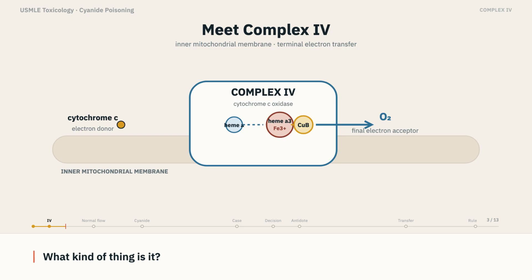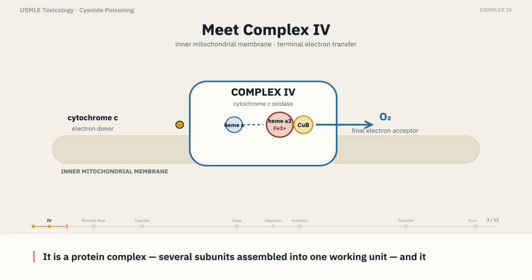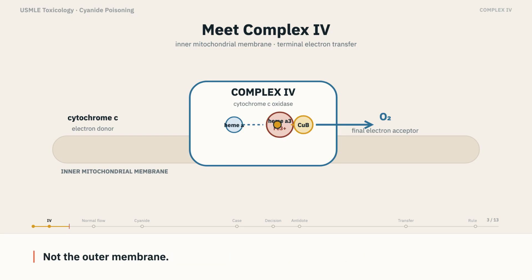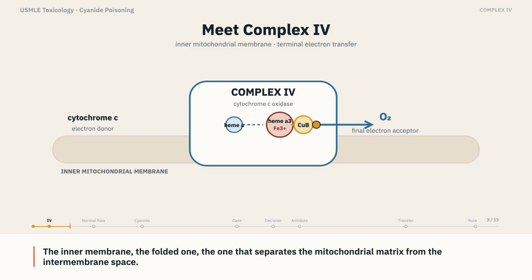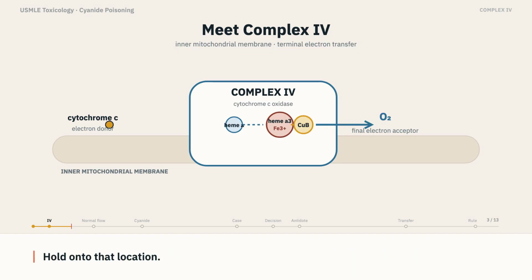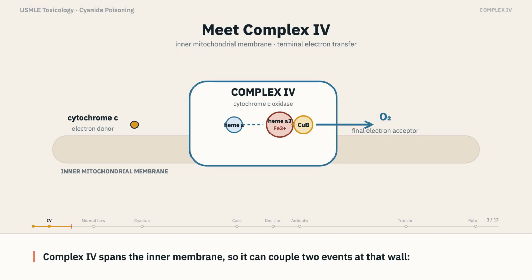What kind of thing is it? It is not a single small protein floating in fluid. It is a protein complex, several subunits assembled into one working unit, and it is a membrane protein embedded in the inner mitochondrial membrane, not the outer membrane, not the cytosol. The inner membrane, the folded one, the one that separates the mitochondrial matrix from the intermembrane space. Hold on to that location.